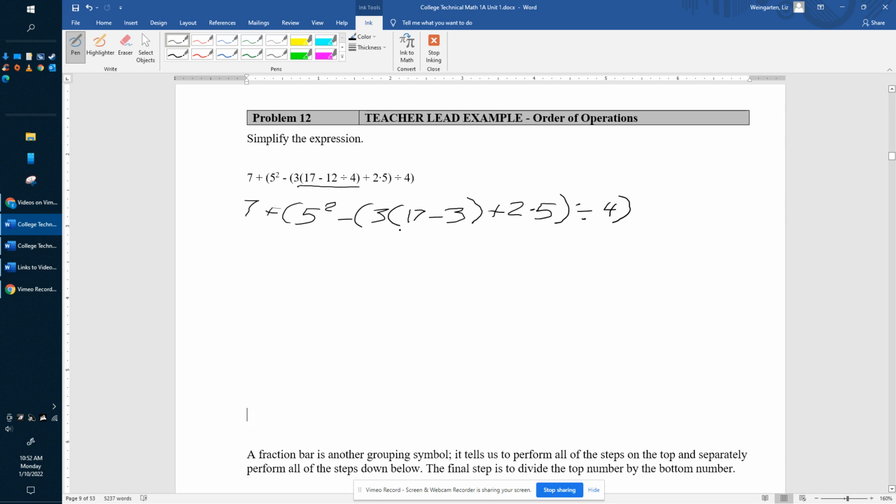So again, we're going to look at the innermost parentheses first. So let's rewrite everything else. 7 plus, in parentheses, 5 squared, minus, in parentheses, 3. Now we can evaluate that innermost parentheses. That is going to give us 17 minus 3 is 14. Plus 2 times 5 divided by 4. End parentheses.